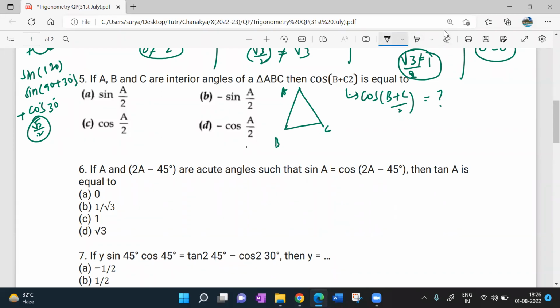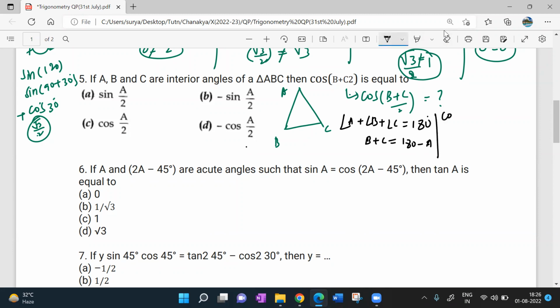Now we know that, beta, the sum of all angles in a triangle is what? 180 degrees. So angle A plus angle B plus angle C is equal to 180 degrees or not? Tell me. So now here we need B plus C. So B plus C is equal to what? 180 minus A, or not? Tell me quick. Yes, sir. So I will be substituting there. Cos of B plus C, which is nothing but 180 minus A, by 2.